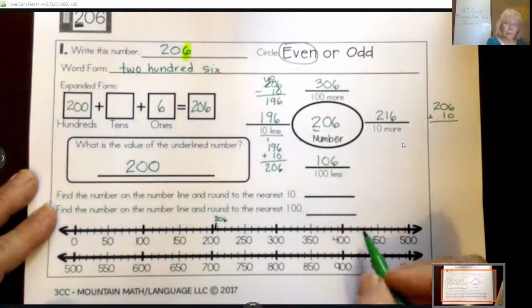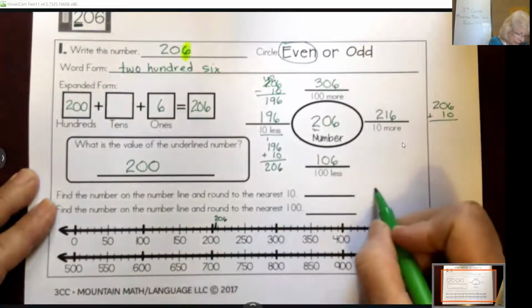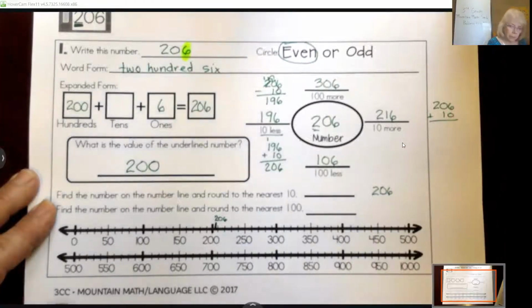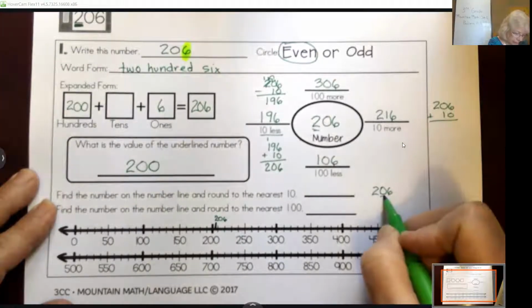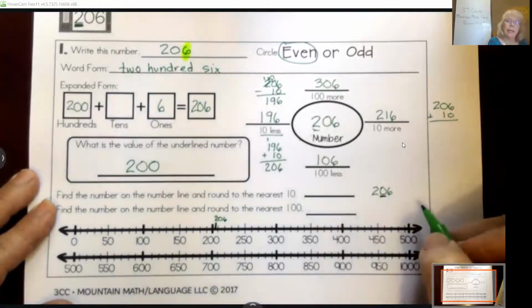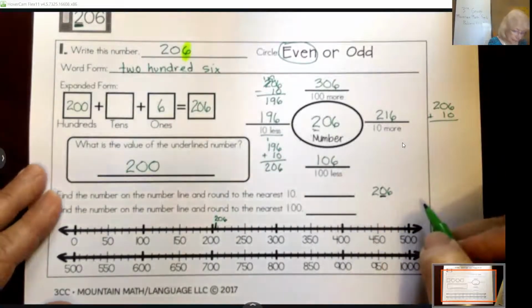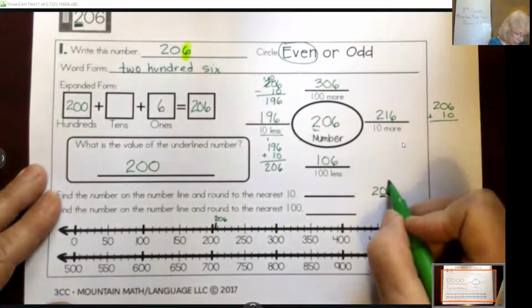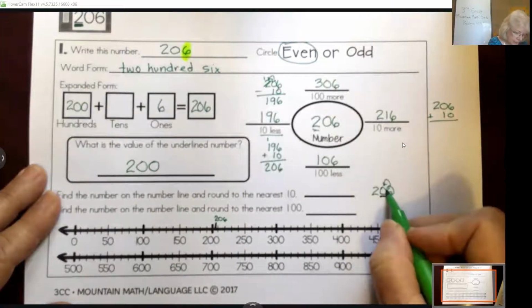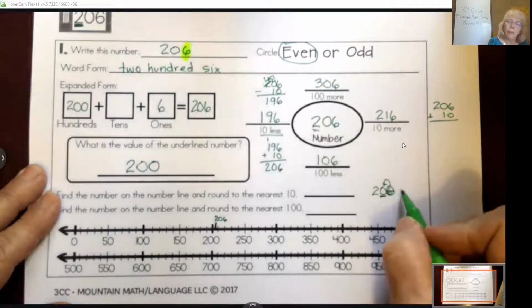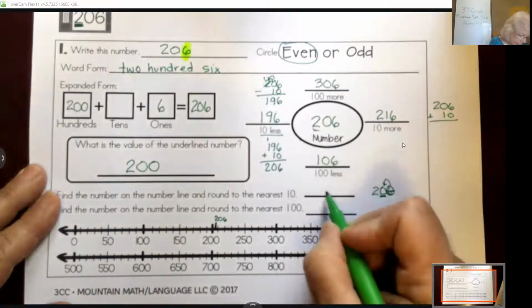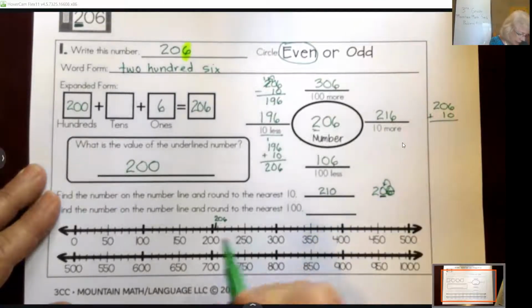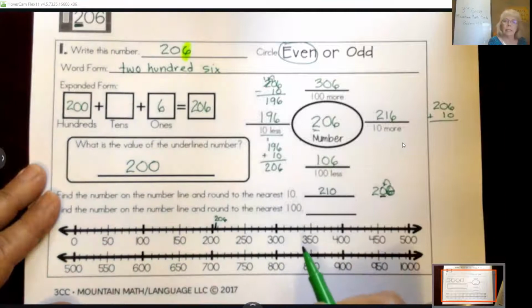And they want us to round to the nearest 10. It's not so easy to see on this number line. So let me come over here and use our rounding trick. We're rounding to the nearest 10. So we underline the tens place. Look at the digit next door, which tells us, does this go up 1 or stay the same? And it goes up 1. And everything to its right becomes 0. So this becomes 210 to round to the nearest tens place.